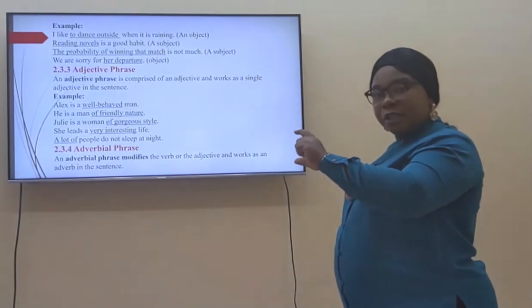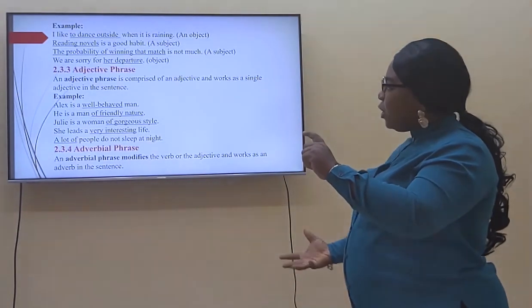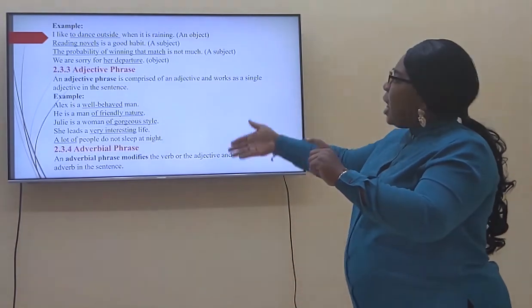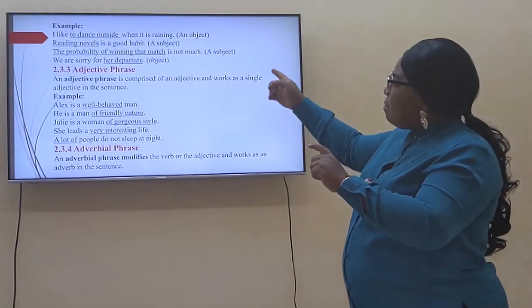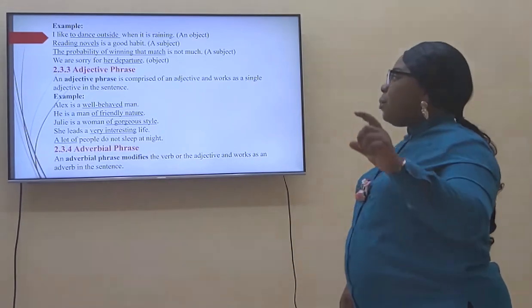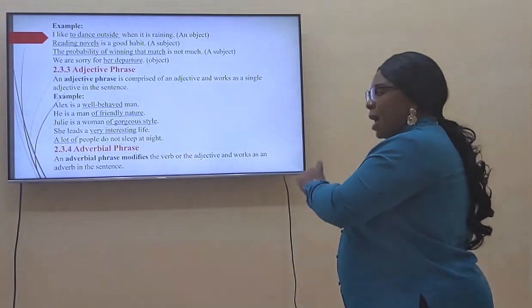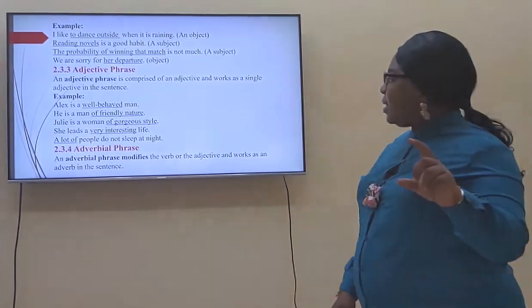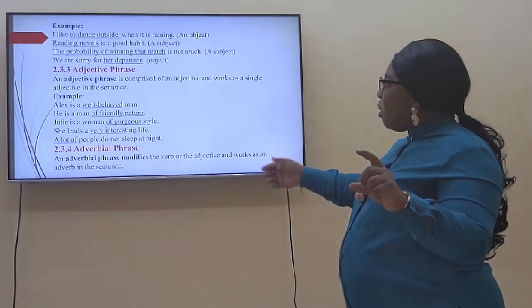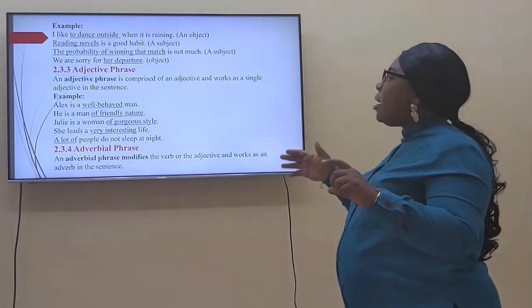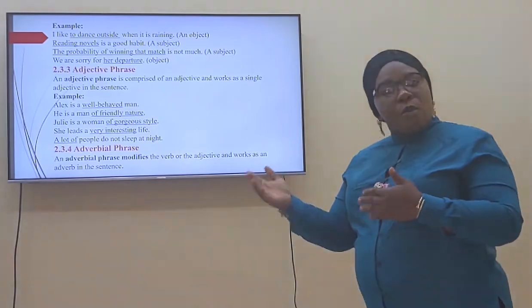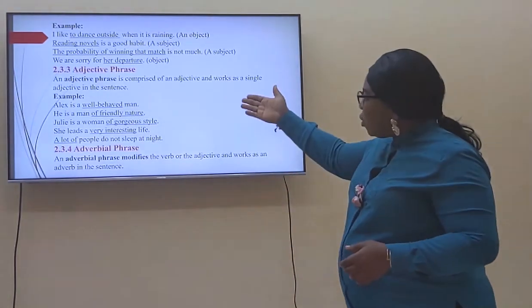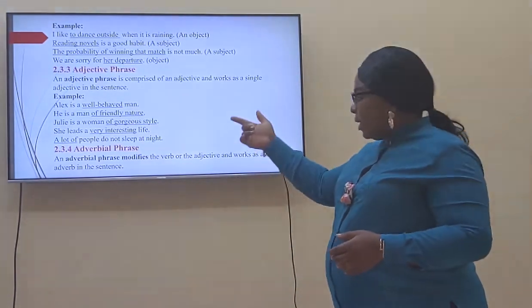Reading novels is the subject of the sentence. Is what? A good habit. The probability of winning that match is not much. The probability of winning that match, that's the subject of the sentence. Okay? The next one, we are sorry for her departure. We are sorry for what? Her departure. So her departure becomes the object of the sentence.